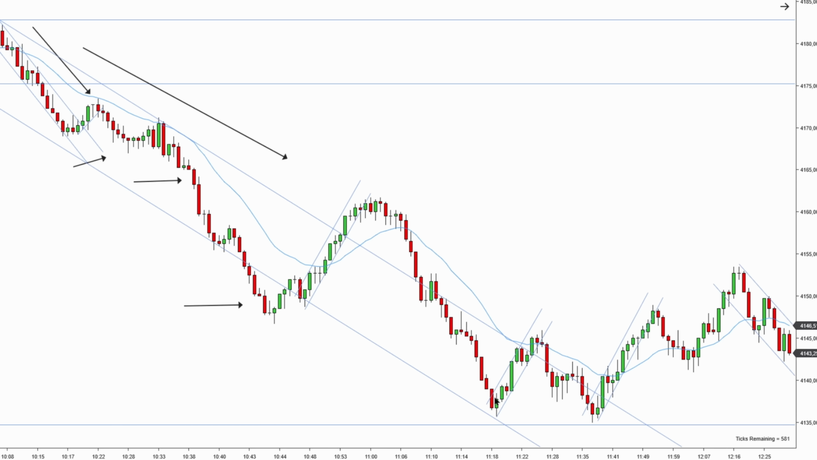Now, from this point on, this is starting to look like a very strong downtrend. Why?